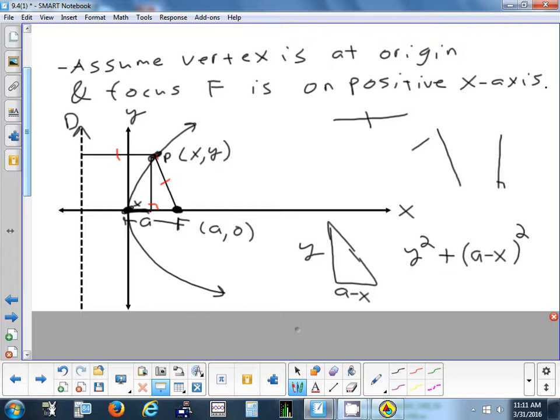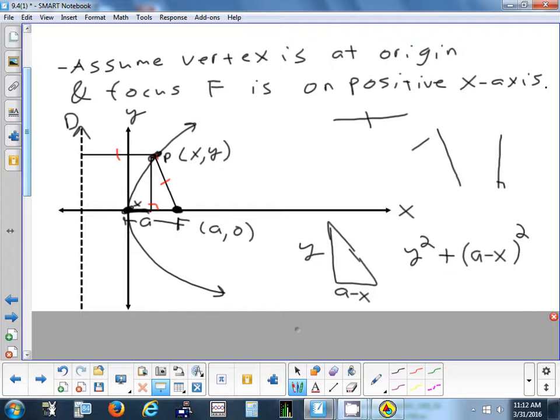And I'll give you a hint. The vertex is always centered between the focus and the directrix. Because think about it, the vertex is a point on the parabola. Any point on the parabola is the same distance from the focus, and it's the same distance from the directrix. So, what do you think the distance is from the point to the directrix?